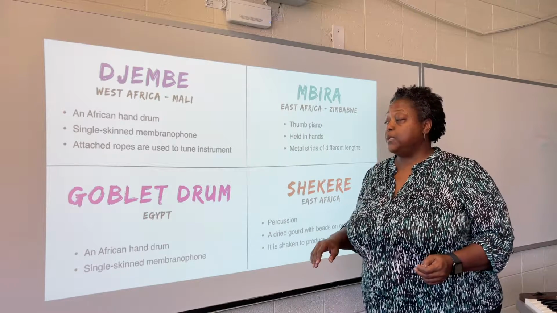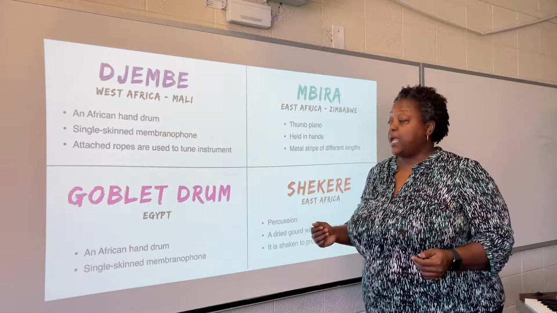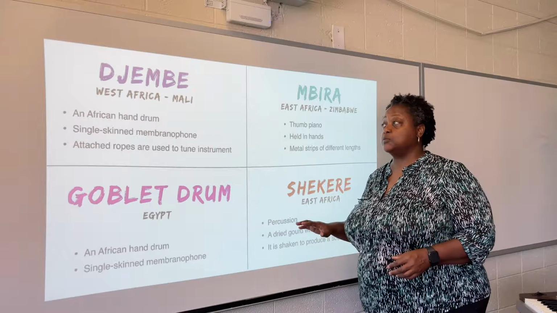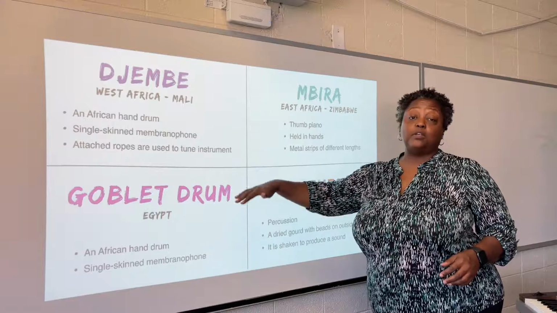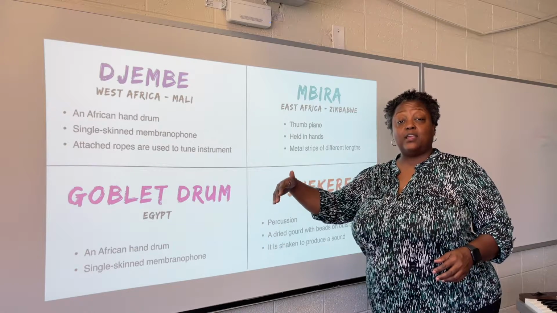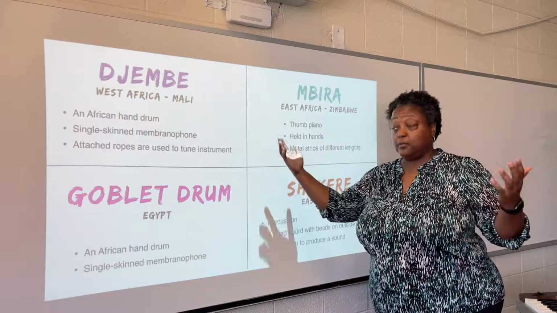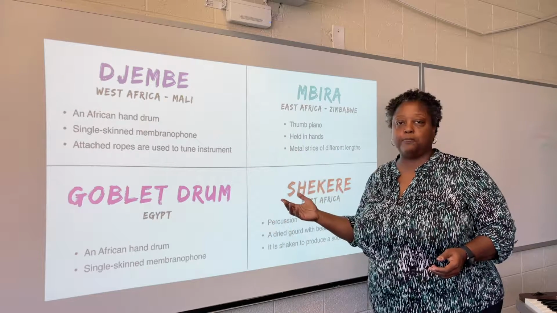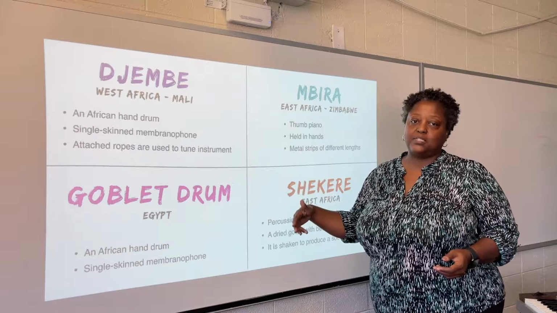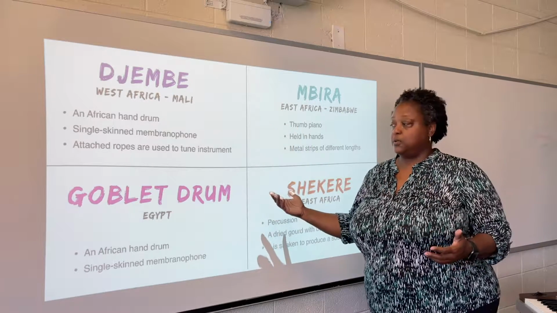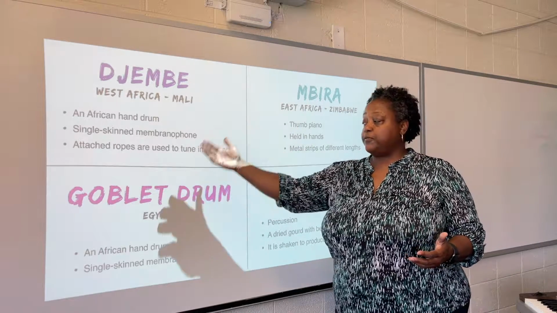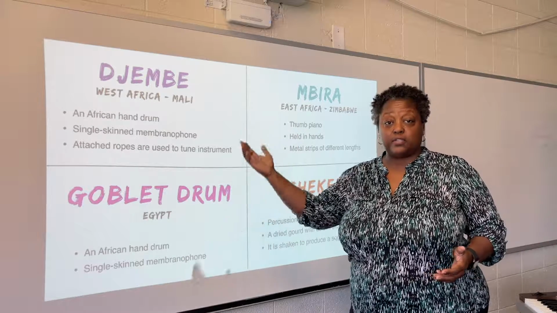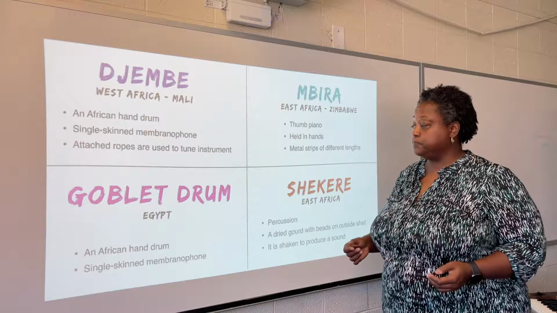The goblet drum is from Egypt. It's an African hand drum, with a single skin membrane or foam as well. So these two are similar in the way they are shaped and designed, which is a single skin membrane. You definitely want to look at both of them to see what the difference is between the two. Well, one is from West Africa and one is from Egypt. And as we know, Egypt is in the east, the Far East, as far as Africa is concerned.